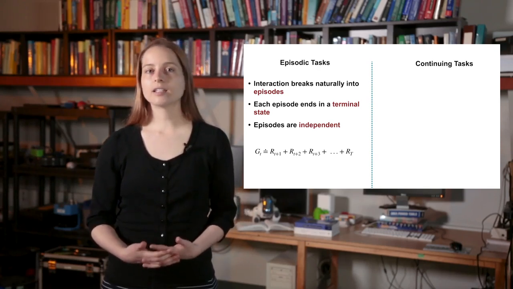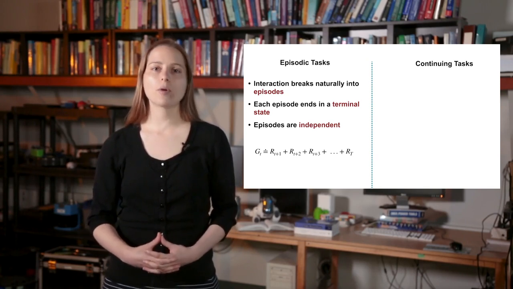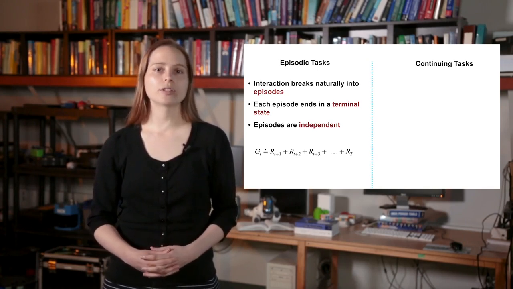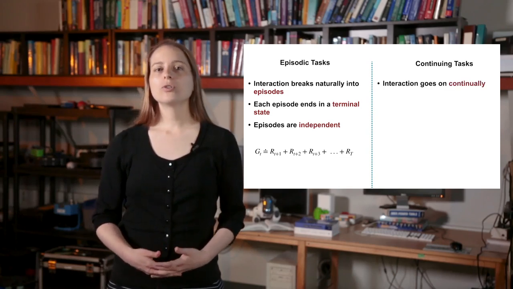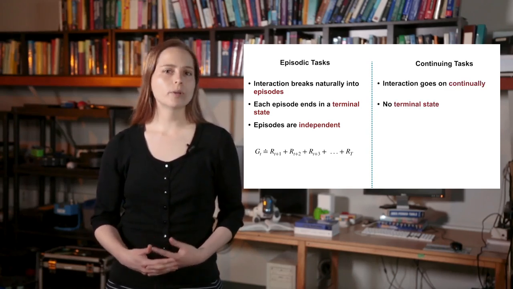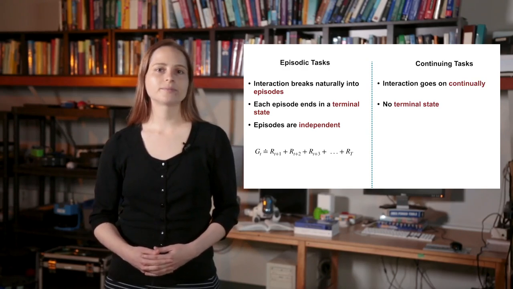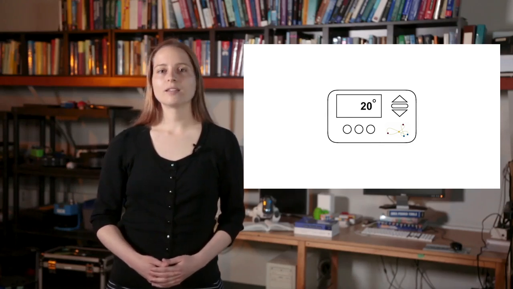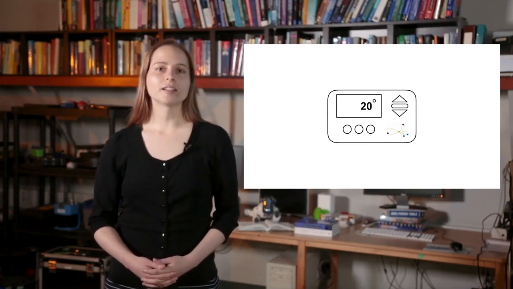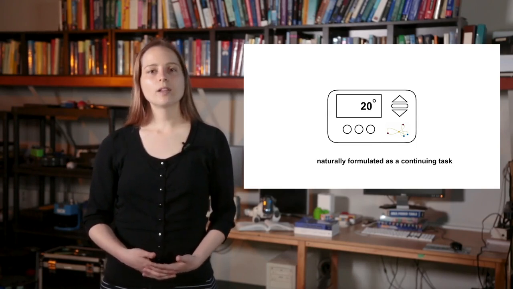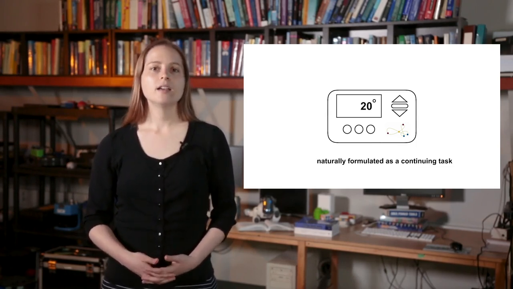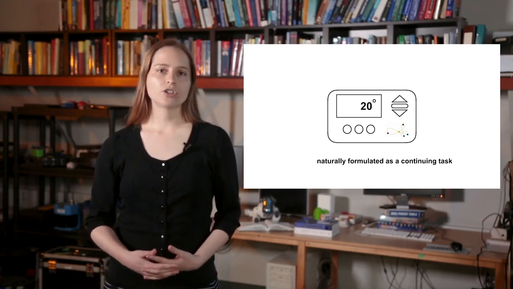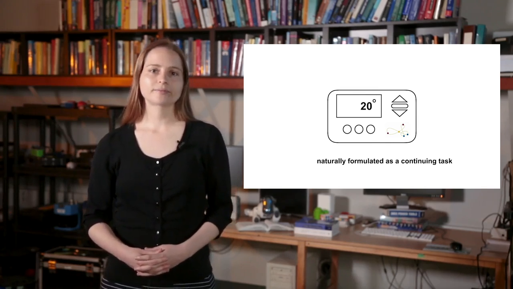In contrast, continuing tasks cannot be broken up into independent episodes. The interaction goes on continually. There are no terminal states. To make this more concrete, consider a smart thermostat, which regulates the temperature of a building. This can be formulated as a continuing task, since the thermostat never stops interacting with the environment.